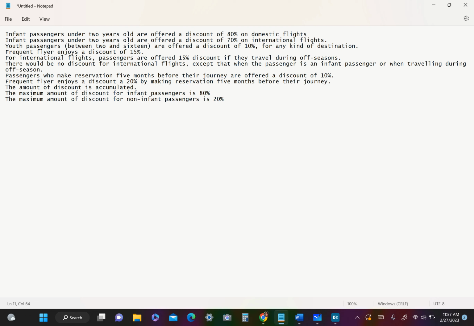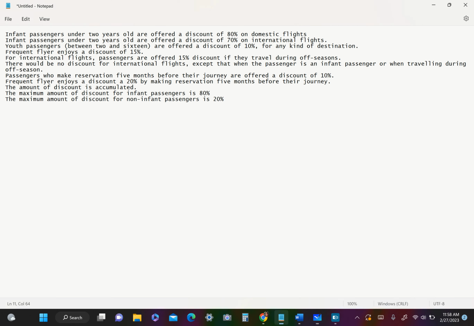And then early reservation. See, this condition is early reservation: passengers who make reservations 5 months before their journey. Okay, so what else do we have? The amount of discount is accumulated, so the discounts get added up. Then there is a maximum discount for infant and a maximum for non-infant passengers. So there's a lot going on here. If you have to write test cases based upon these conditions, you first have to identify what the key players are.